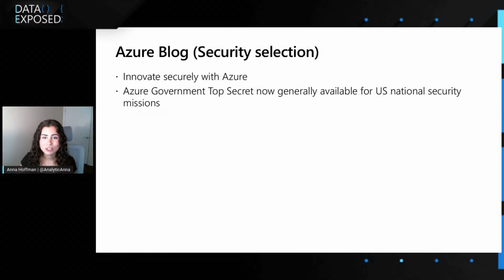Now, from the security side of things, we had two interesting blogs I wanted to call out. The first one was Innovate Securely with Azure. And this one was really interesting because it basically stressed the importance of security and how you can best secure your cloud estate in Azure. It had tips for things like multi-factor authentication, Azure Defender, and by the way, Azure Defender for SQL is something that you can get in SQL VM, SQL Managed Instance, and Azure SQL Database. So this was pretty cool.